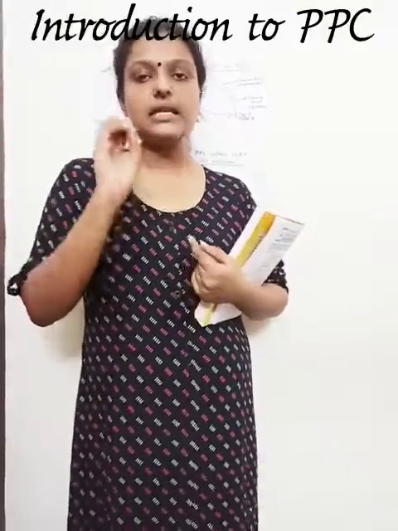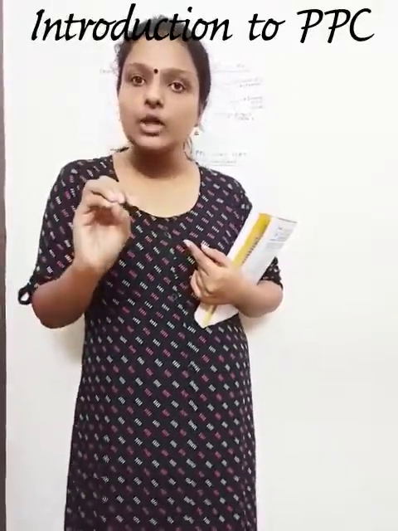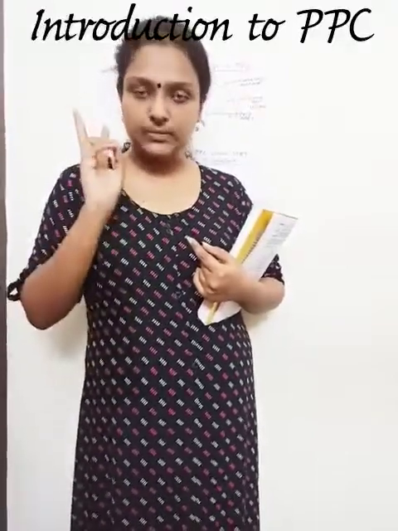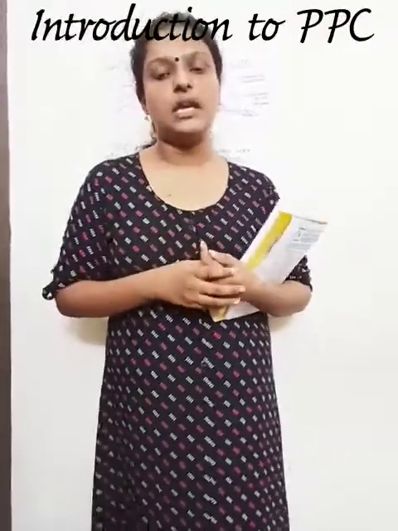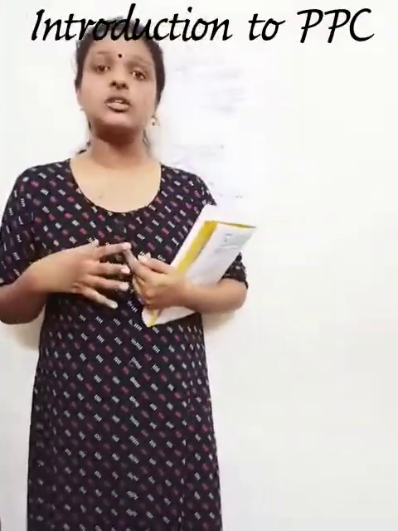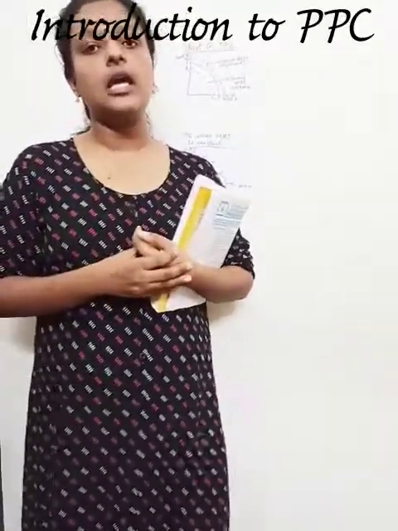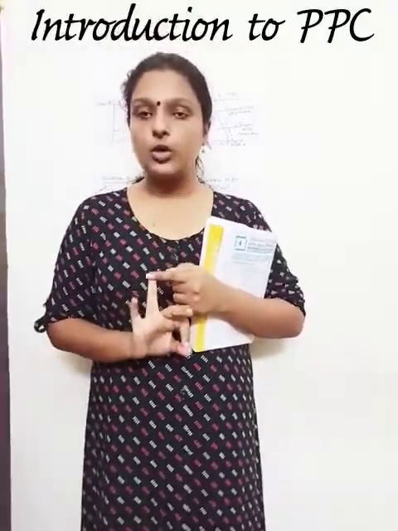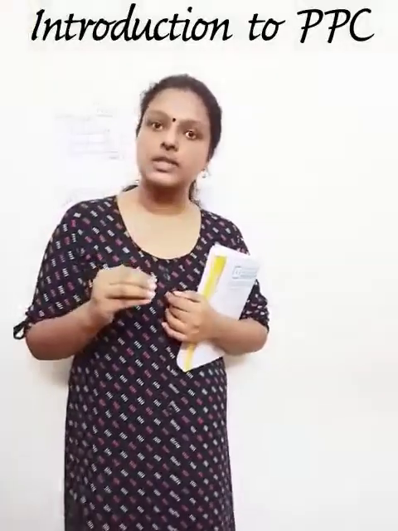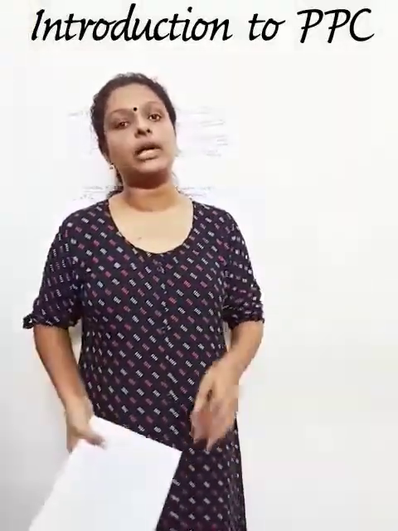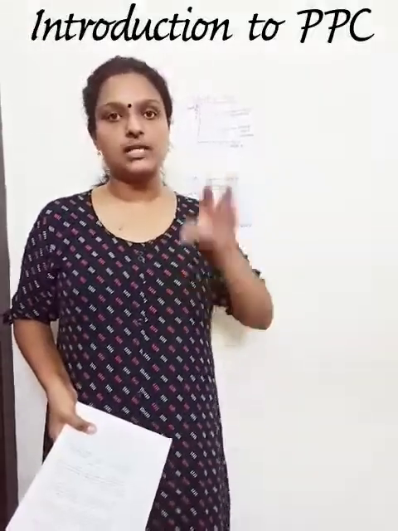So PPC shows all possible combinations of two goods that you can produce with the given level of technology. Coming to the assumptions of PPC, you have three main assumptions. The technology remains constant, the resources remain constant, and the economy is a two-good economy. In that economy, you can produce only two goods, and all the resources available are used to produce only those two goods, good A and good B.